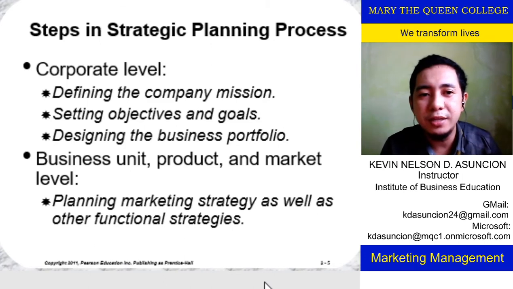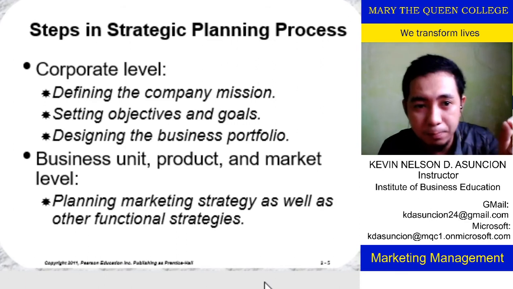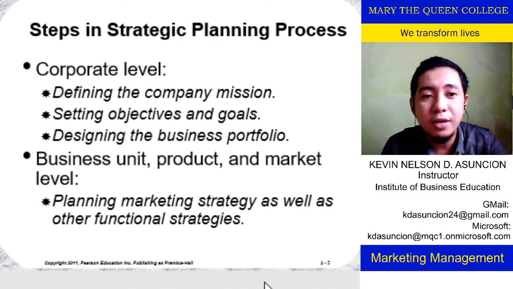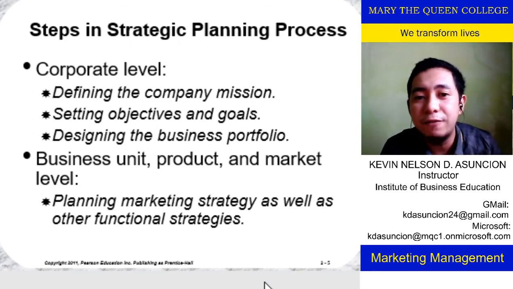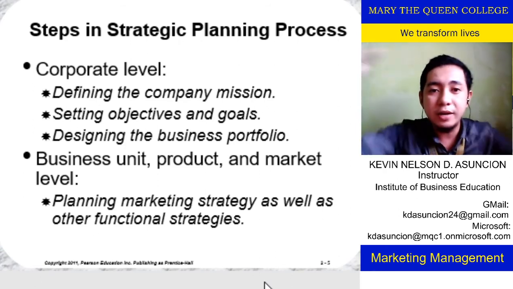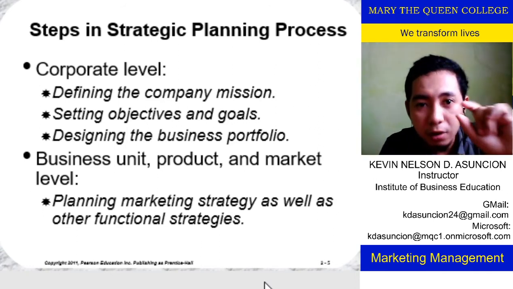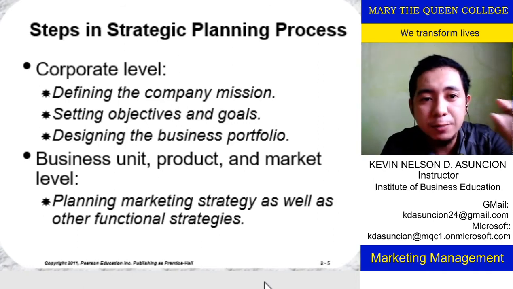That is the question incorporated in that level. Next is the business unit, product and market levels. In a small strategic unit, no, you're able to create those values, customer value, mula dun sa maliliit na bagay like the product and your business unit. That includes the planning, marketing strategy as well as other functional strategies. So kanina, it is the whole organization that is planning. Now, yung other part of the steps in the strategic planning process is you're also planning for a specific product.